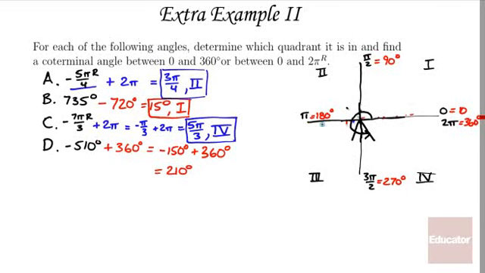210 degrees is just past 180 degrees. In fact, it's 30 degrees past 180 degrees. So it's right there. So that's in the third quadrant.